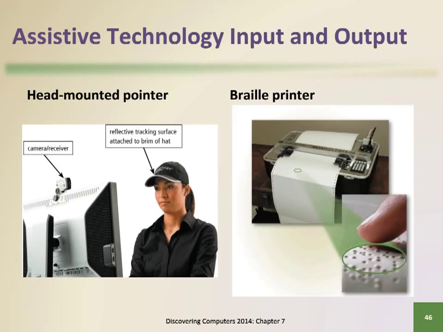There are output devices available for the physically challenged computer user. An on-screen keyboard, head-mounted pointer, Windows magnifier command, braille printer, or screen reader software are all just a few examples of adaptive technology for computer users with special needs.